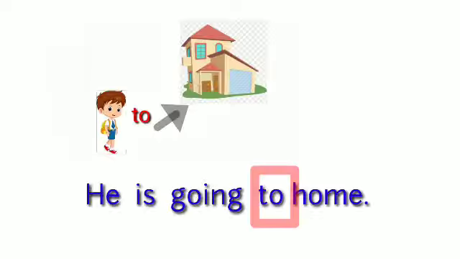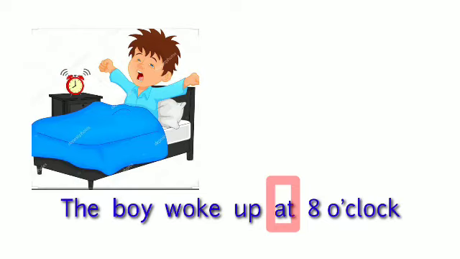He is going to home. വീട്ടിലേക്ക്. To is the preposition in the sentence. The boy woke up at 8 o'clock. At 8 o'clock. We use at before showing the time.